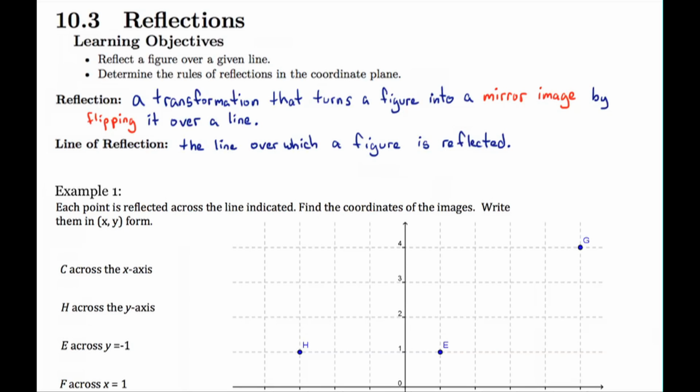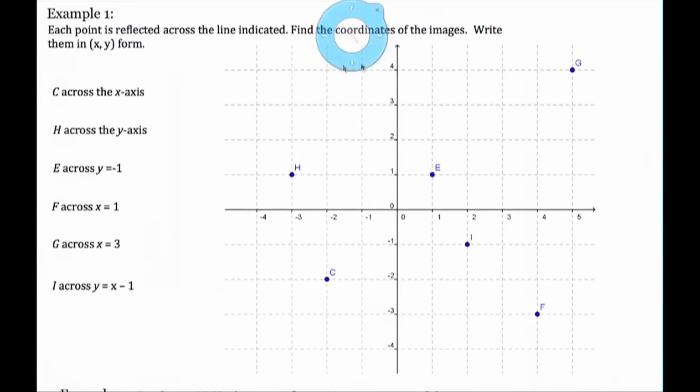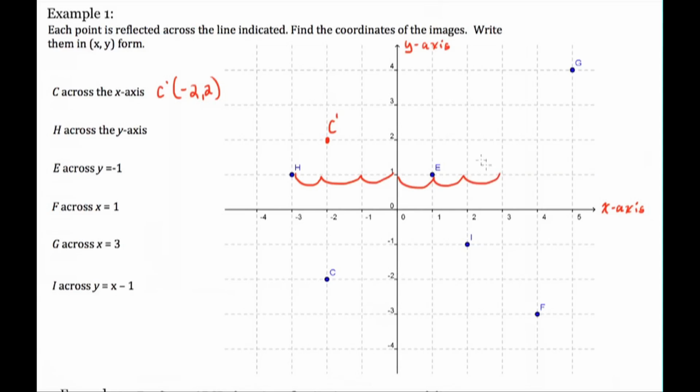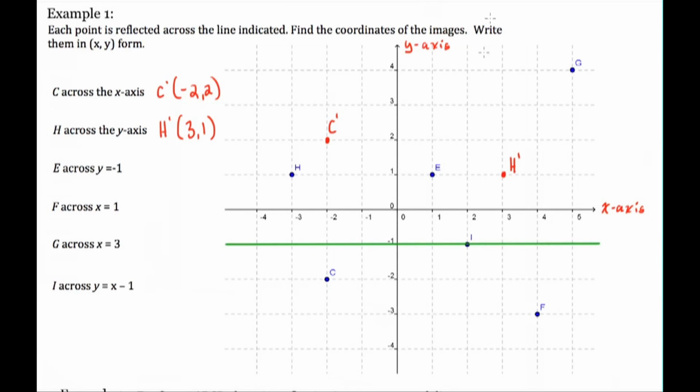So let's take a look at example 1. Each point is reflected across the line indicated. Find the coordinates of the images. Write them in XY form. Okay, so for these points, they're going to reflect an equidistant amount from the line of reflection on the opposite side. So from the line, I can count how many units away it is in a perpendicular direction, and then on the opposite side of that line, I can find my image.